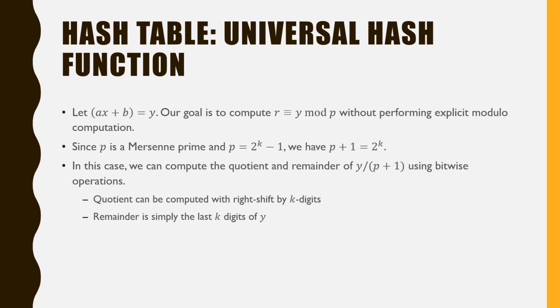Now, imagine if we are dividing y by p plus 1. Because p plus 1 is an exact power of 2, it will allow us to compute the quotient and remainder of y divided by p plus 1 using bitwise operations. Specifically, the quotient can be computed by shifting y to the right by k digits, and the remainder is simply the last k digits of y.